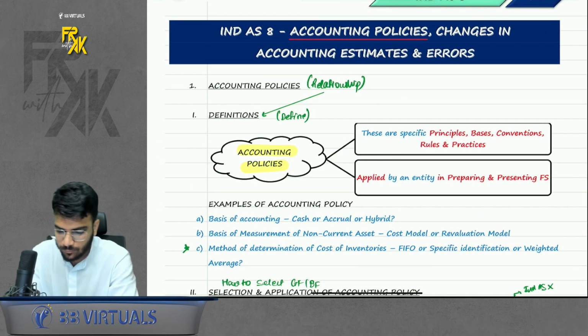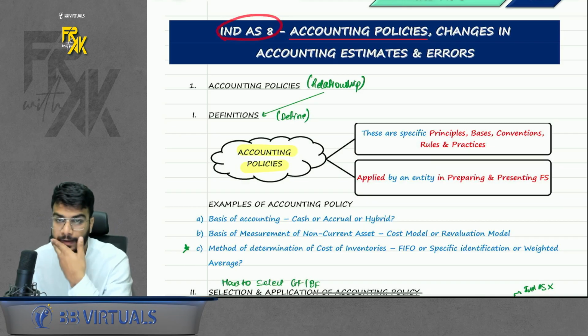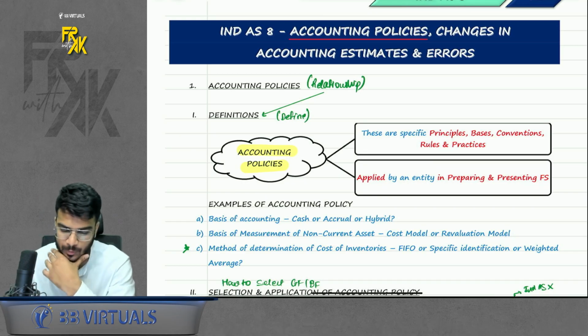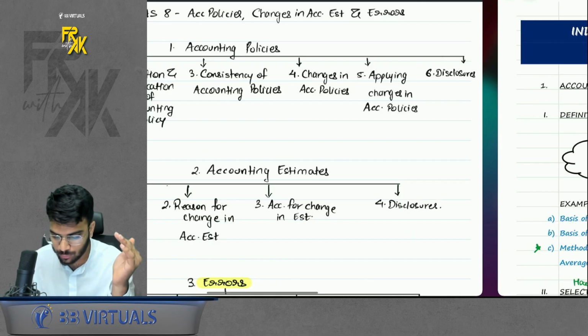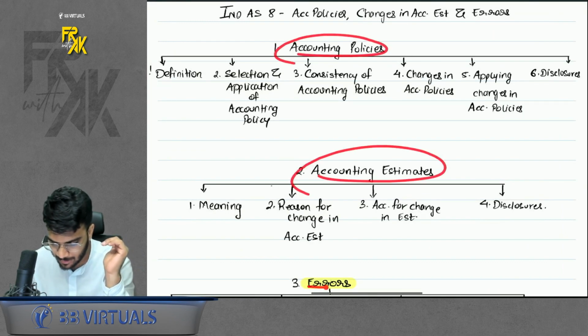Chalo. Now let's start the revision in 3, 2, 1 and go. So first of all, number Ind AS 8, name: accounting policies, changes in accounting estimates and errors. So basically the whole Ind AS is divided into 3 parts, if you can see. The first part is accounting policy, the second part is accounting estimate, the third part is error.